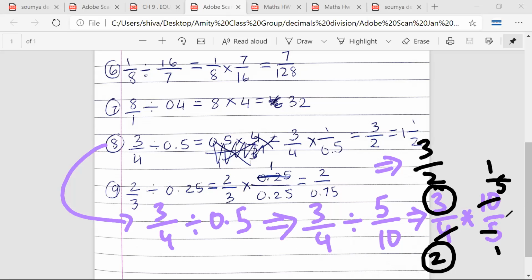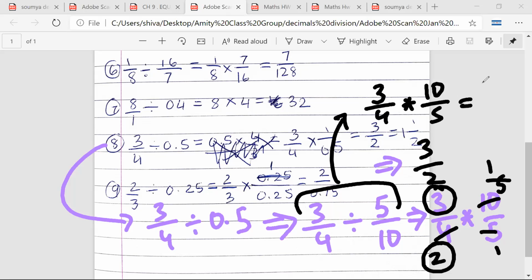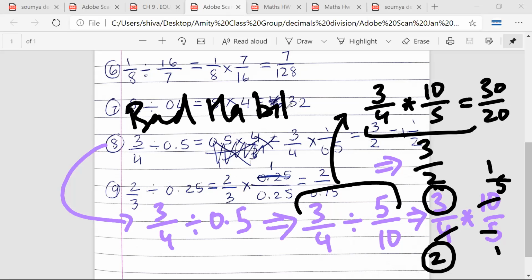Aishwarya ji, any doubt? No, sir. Aishwarya ji, what you are saying is completely correct. You can write this as 3 upon 4 into 10 upon 5. You can write this as 30 upon 20. This is completely correct. But the point is, this is a bad habit.